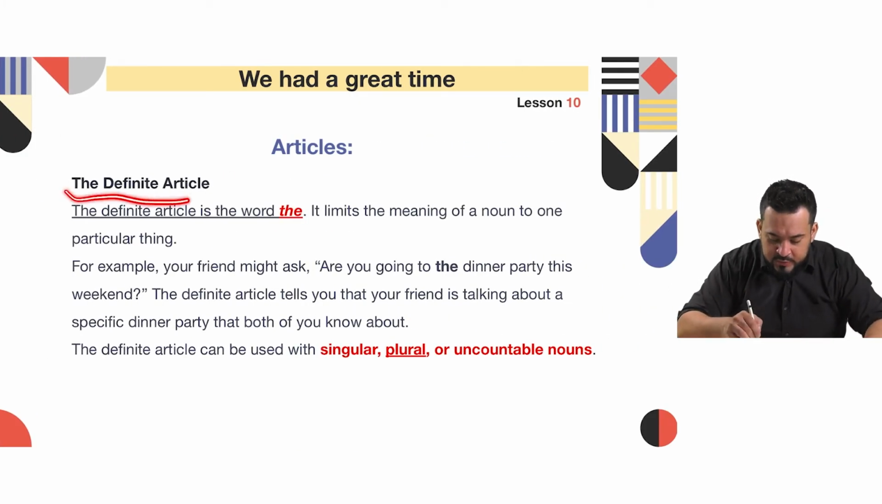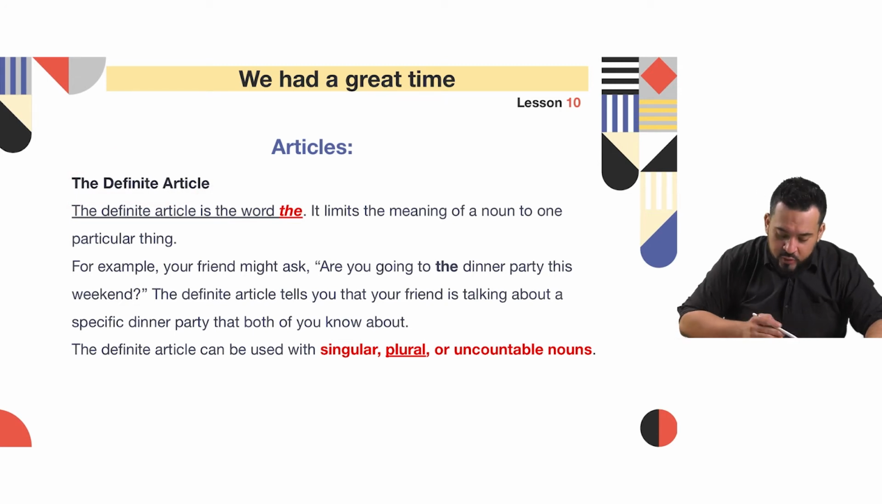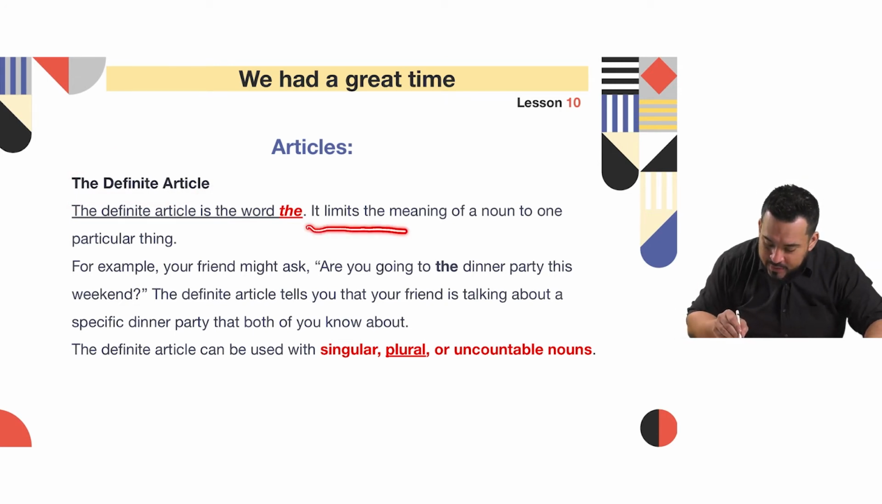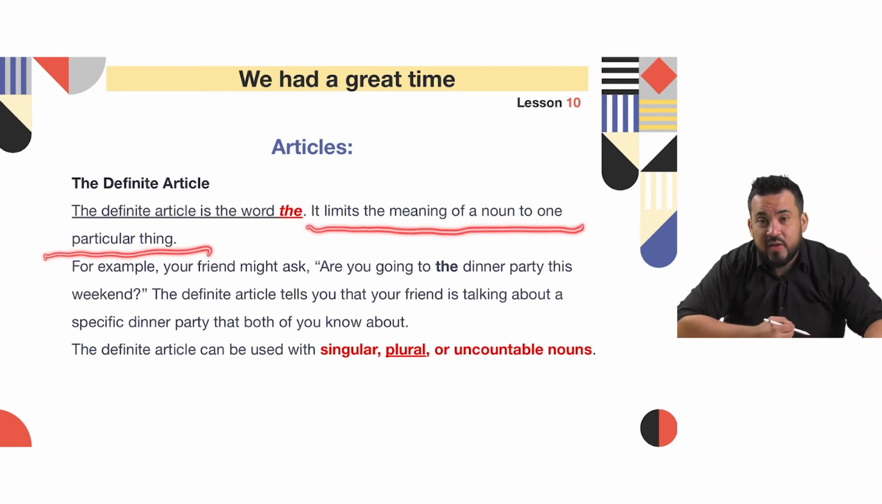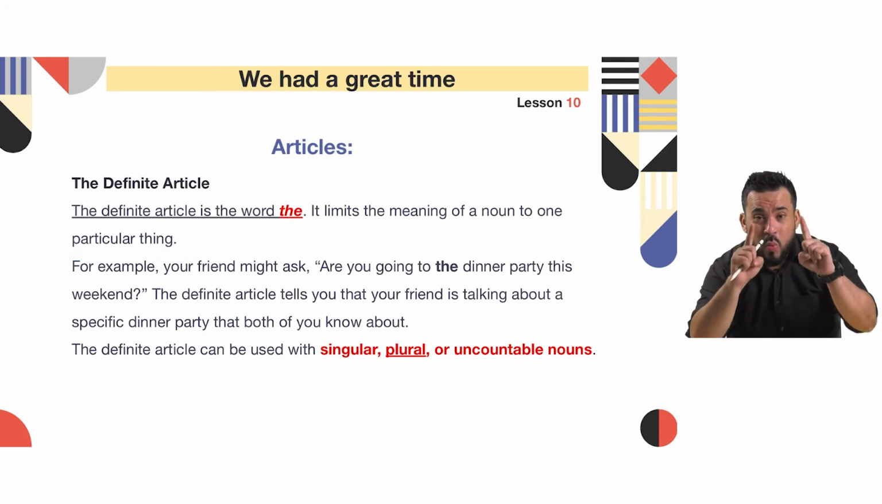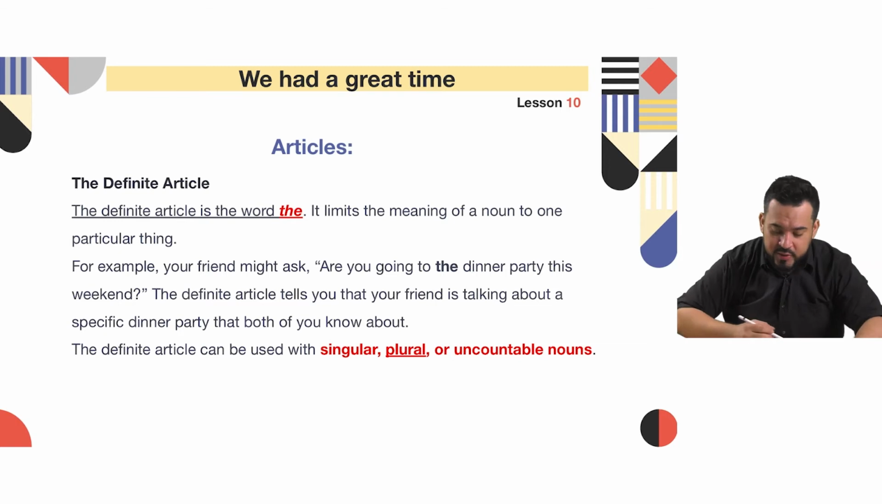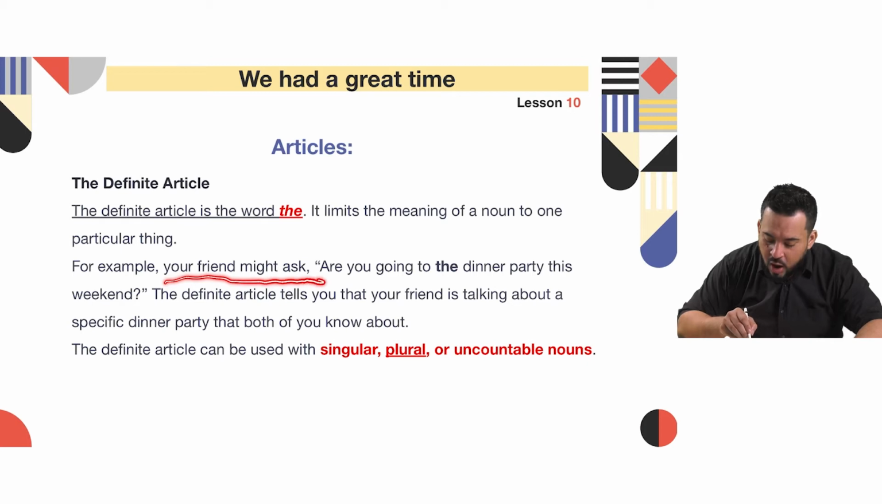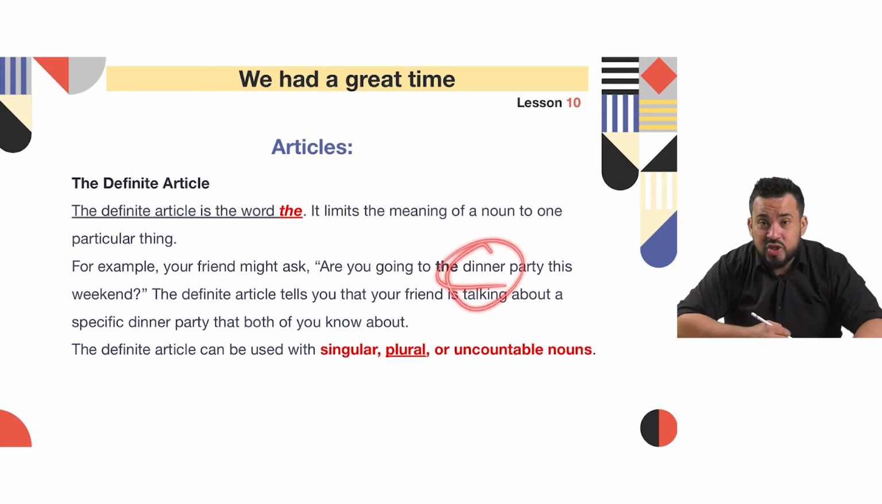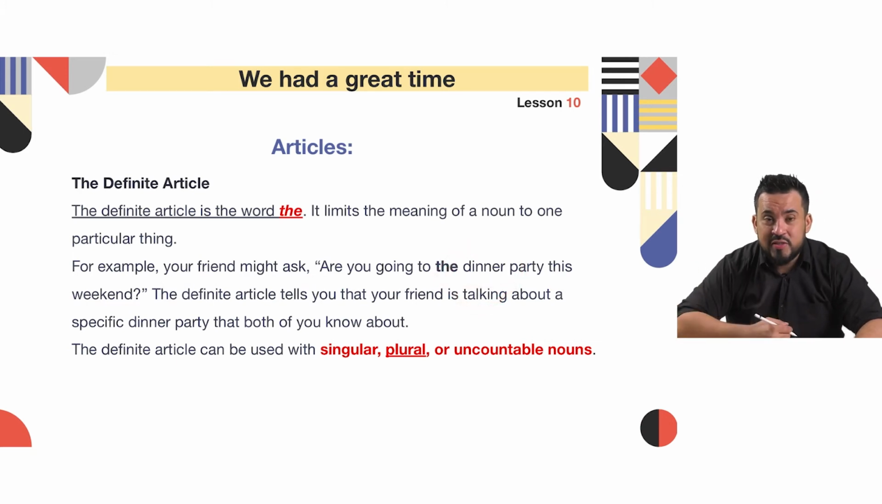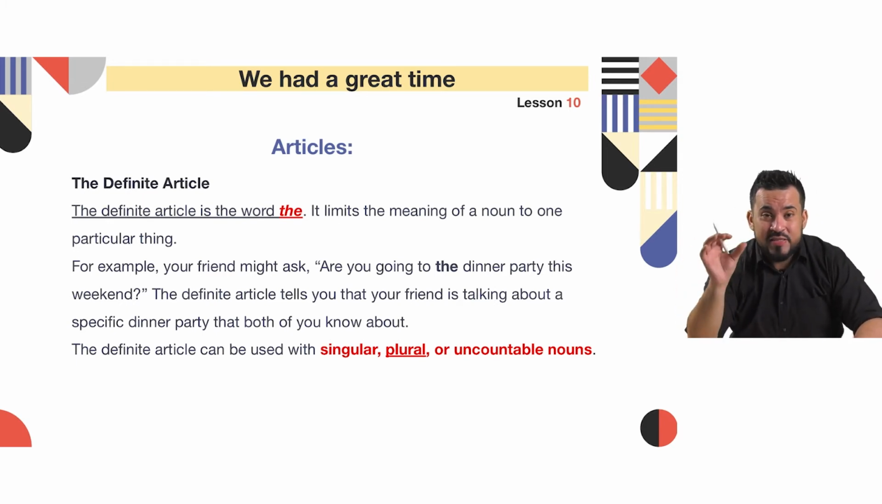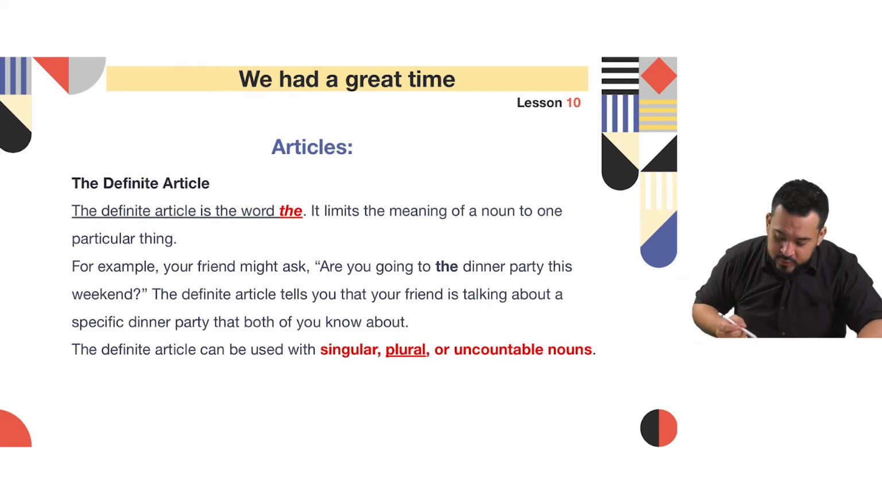The article the is the definite article. The definite article limits the meaning of a noun to one particular thing. So if we use the, it means we're talking about one particular thing. We're not talking in general, and not about multiple things. For example, your friend might ask you, are you going to the dinner party this weekend? That means you know which dinner your friend is talking about. You know whose party it is, where it is taking place, and what time. It means this is a specific dinner party that you know all about.